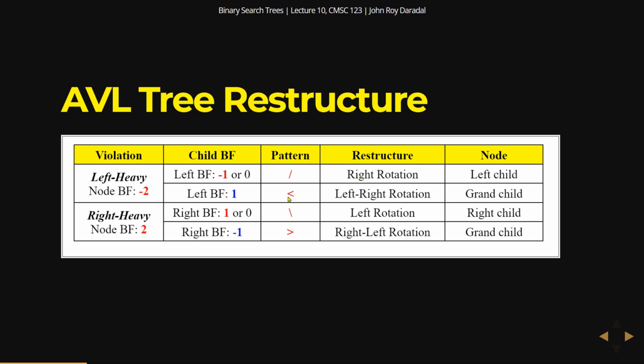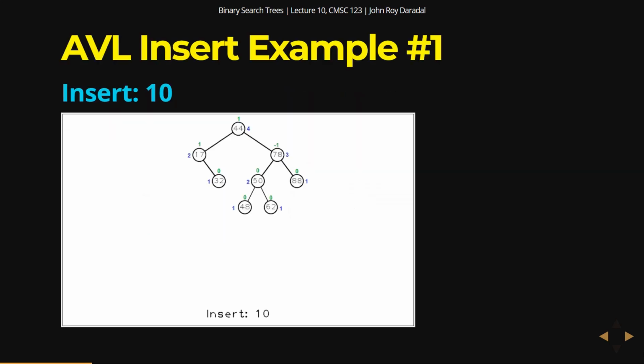But if it forms an angle because the left child is right heavy, so it has an opposite direction, then we'll do a left-right rotation on the grandchild. And then the opposite of that, the right heavy, if it's in the same direction, then it's just a single slant to the right, so we'll counter that with a left rotation on the right child. But if it creates an angle like this, then we'll do a right-left rotation on the grandchild. So this is the summary of the restructure algorithm. Now let's see some examples of insertion and deletion and see the restructures in action.